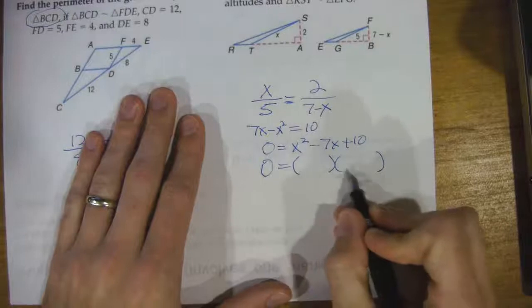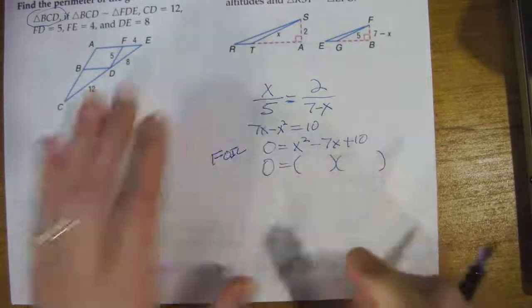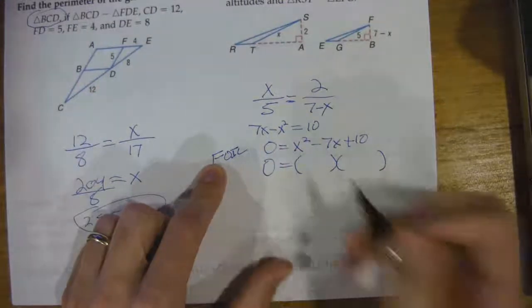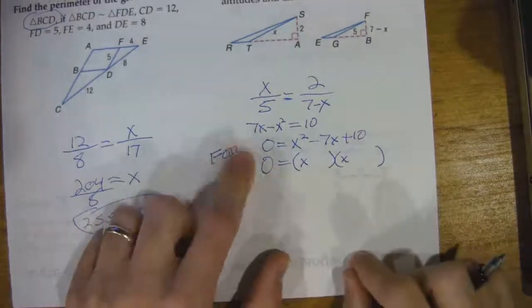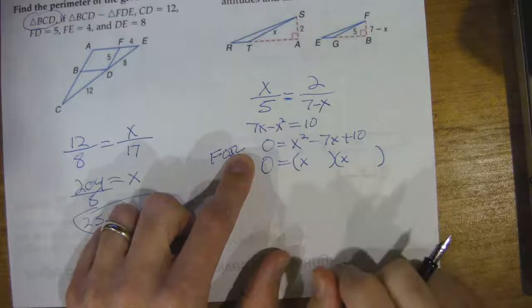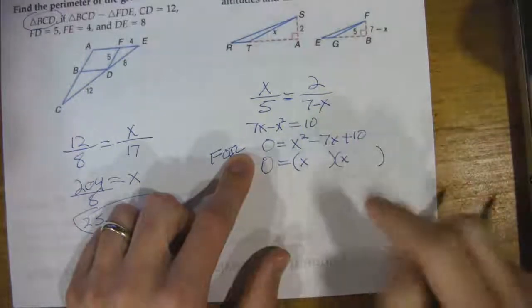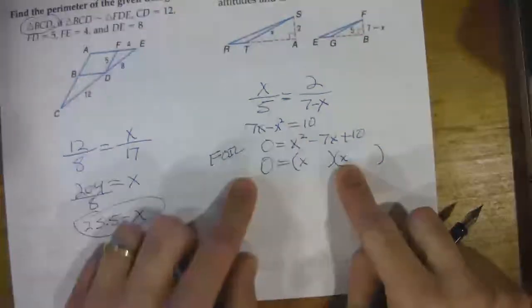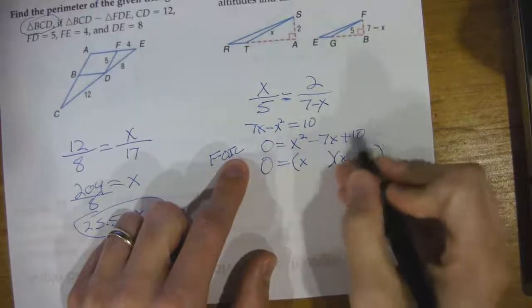Remember FOIL is first, outer, inner, and last. In the first terms, we need to figure out how to get x squared. Well, to get x squared is simple. By multiplication, it's just x times x. That was easy. Let's try the last terms. To get a 10, we only have two options. We can either multiply 1 by 10, or we can multiply 2 by 5 in either order. Since we're trying to get a 7 in the middle with our outer and inner terms, I think 2 and 5 would make more sense. Now notice this is negative where this is positive.